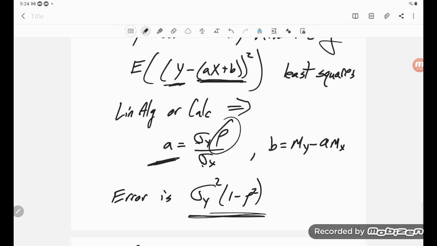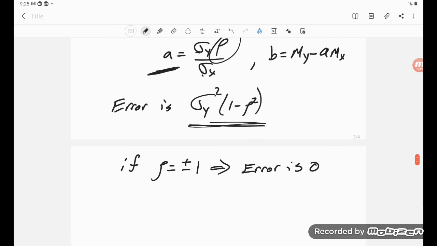And that's a big use of the correlation coefficient. And so there we go. So that was covariance and correlation. I guess we're done with that.